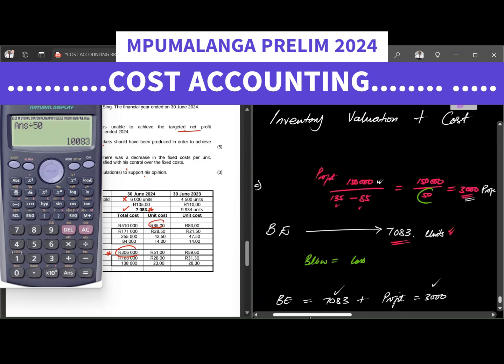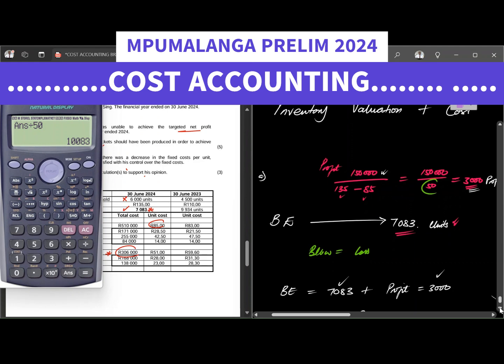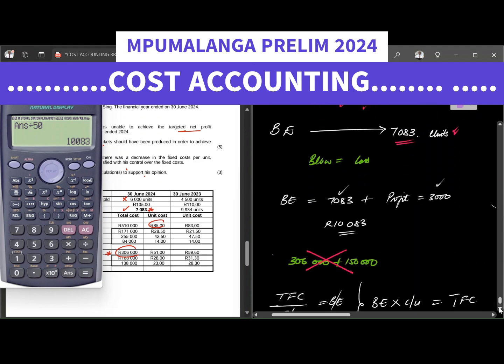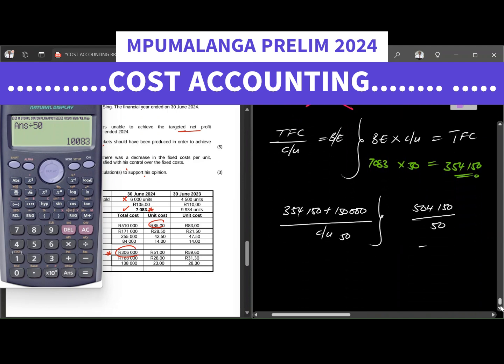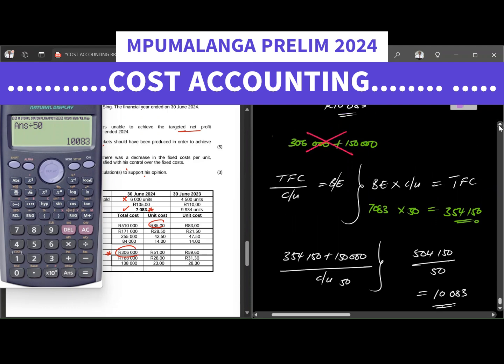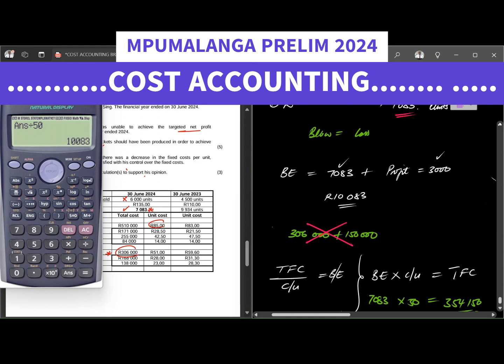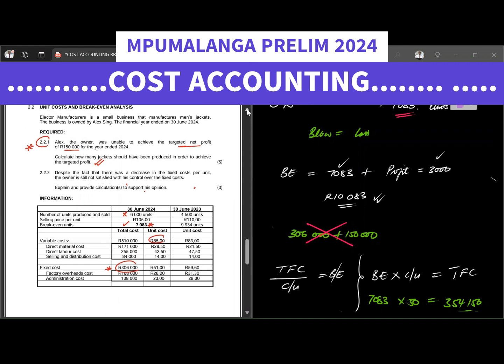We're about to conclude this one. I simply say 504,150 divided by 50, and we ended up with 10,083 units, which is the same as what we would have got if we used the other, simpler method. This was a very interesting one in the Mpumalanga prelim paper because the business here was producing below break-even point.